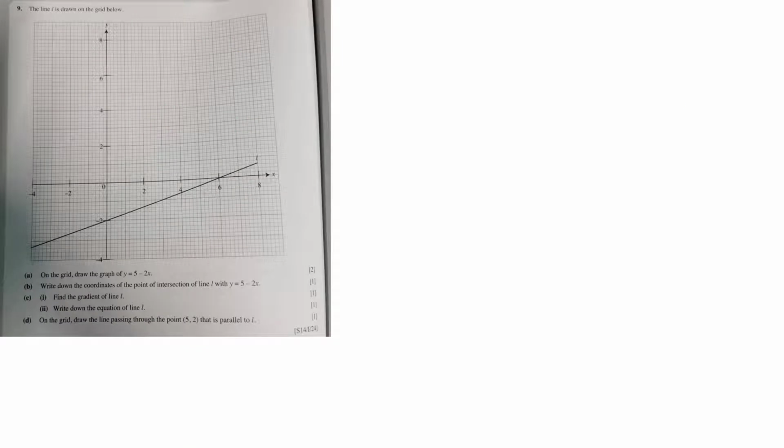Next question. On the grid, draw the graph y = 5 - 2x. Now, for this one, you are required to draw a straight line. For you to draw a straight line, you just need 2 points. But normally, I will recommend you to draw 3 points. And how do I find the coordinates for me to draw? So let us write down part A. We are supposed to draw this straight line, y = 5 - 2x.